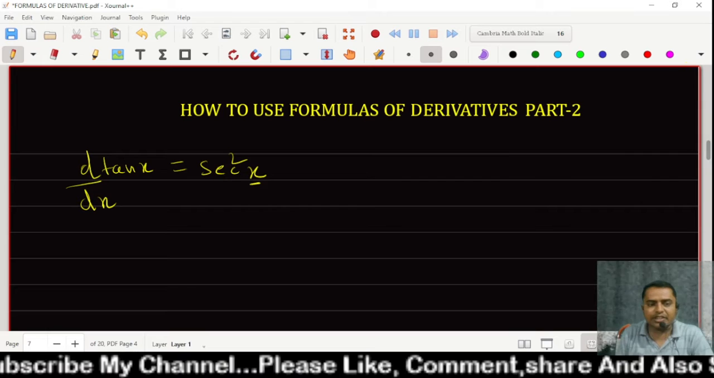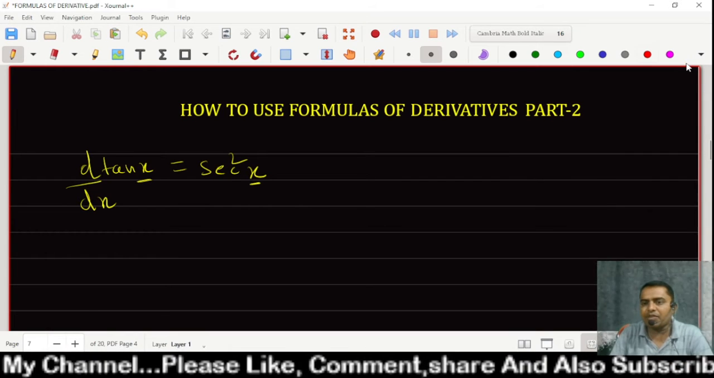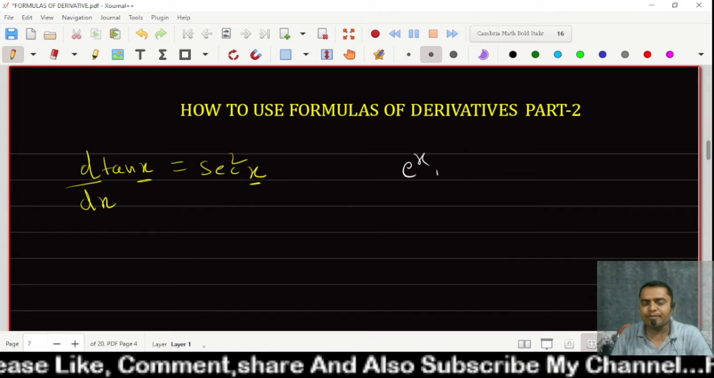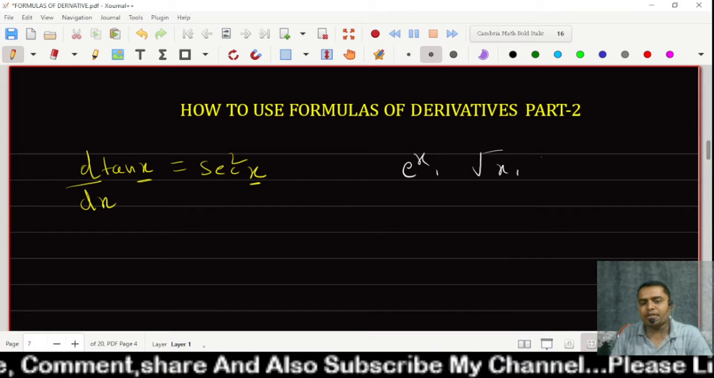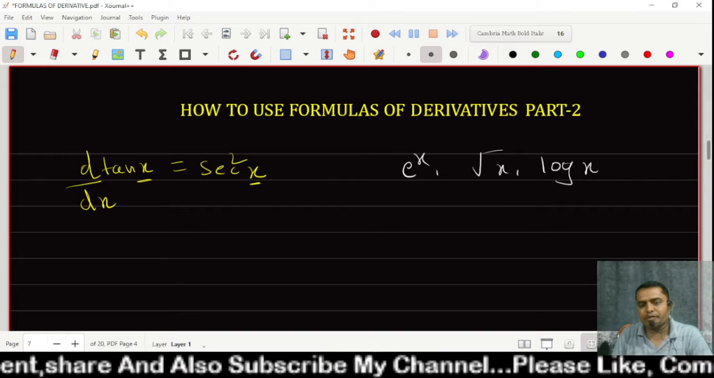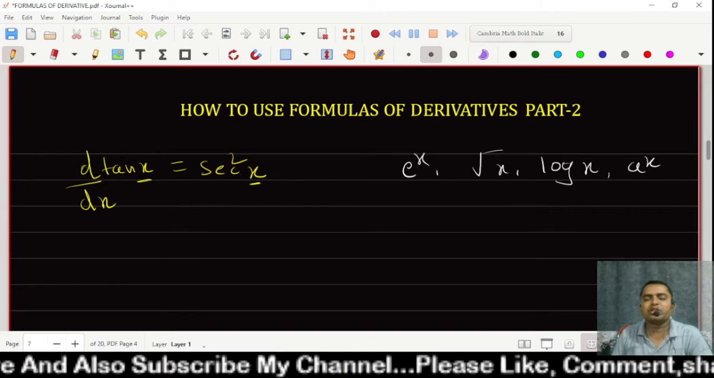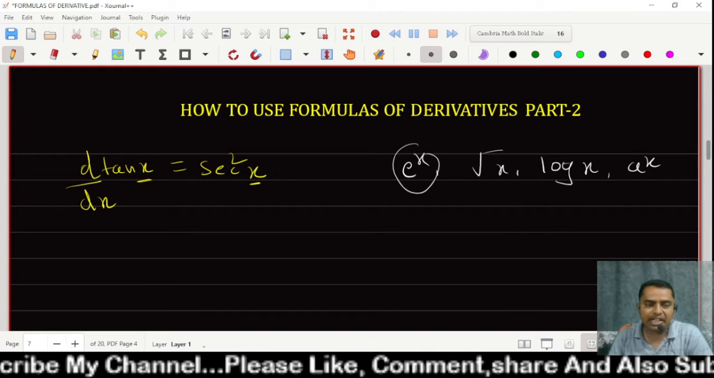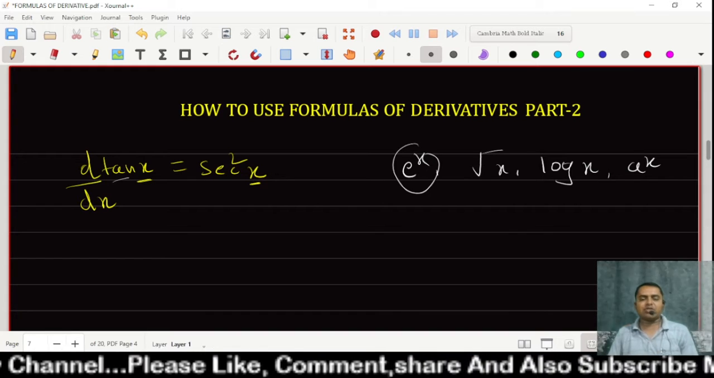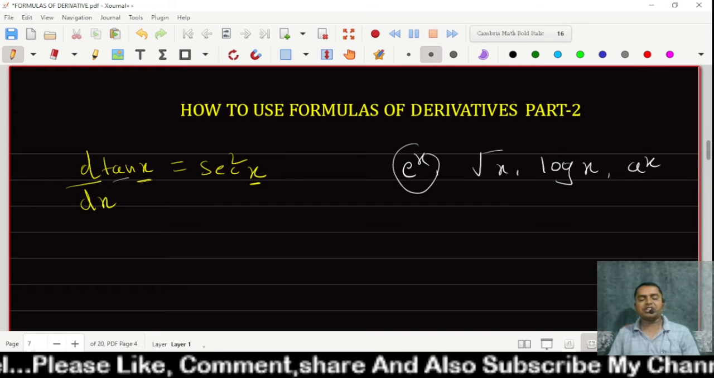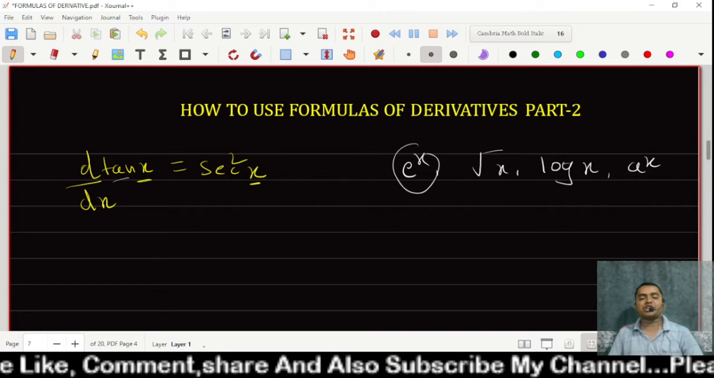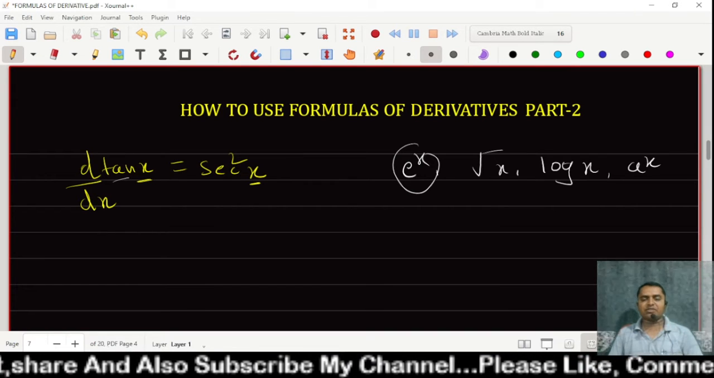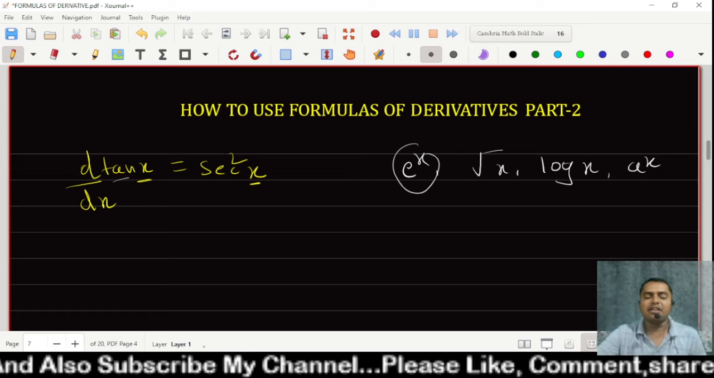Instead of this x, we may be given root x, e raised to x, log x, or a raised to x. If these functions are attached to tan, such functions are called composite functions. A function which contains a function within a function is called a composite function. To differentiate such a function, we have to differentiate till the end of the function.